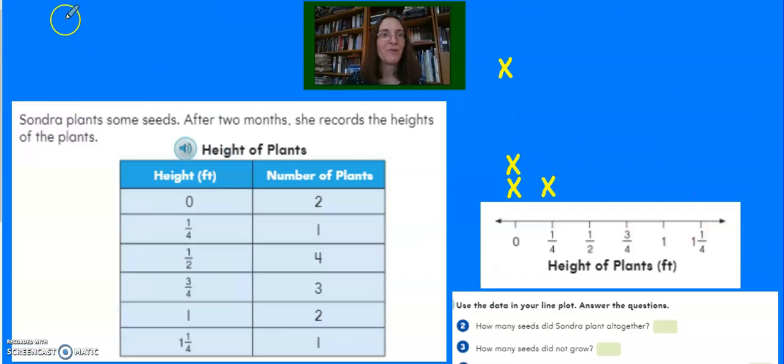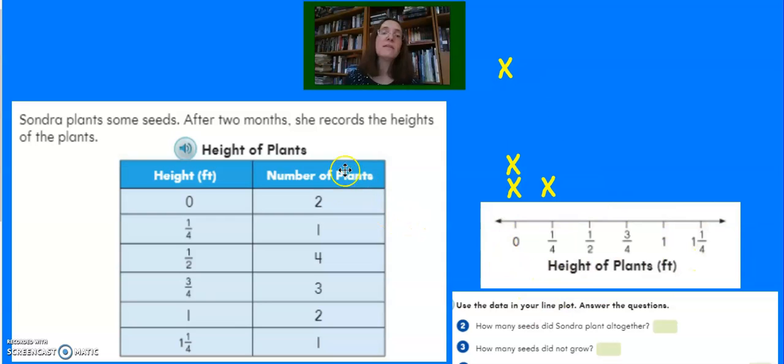Let's try one together. Sandra plants some seeds. After 2 months, she records the heights of the plants. So she's measuring the height in feet. The FT means feet. 0 feet, 1/4 of a foot, 1/2 of a foot, 3/4 of a foot, 1 foot, and 1 1/4 foot. So here is the line plot that they suggested we just copy.